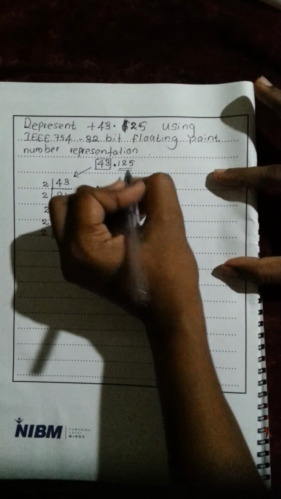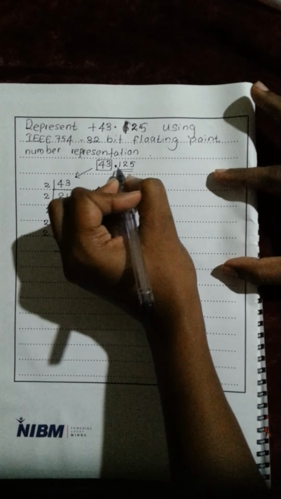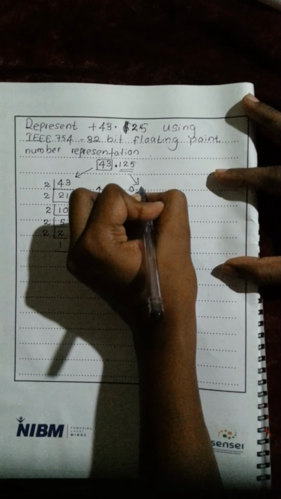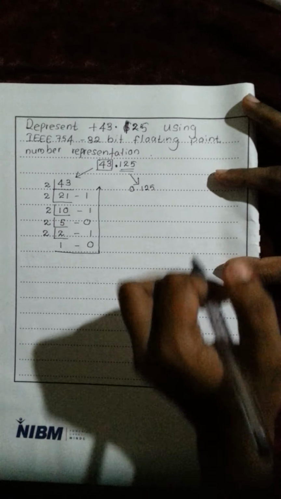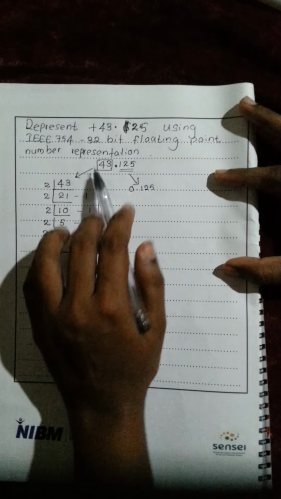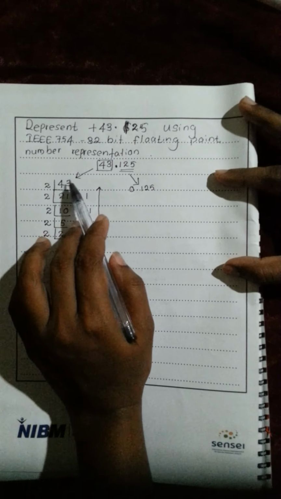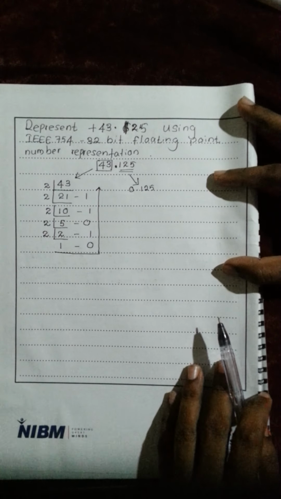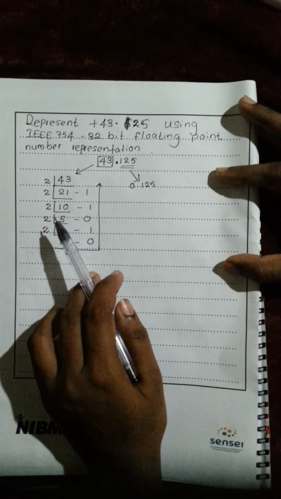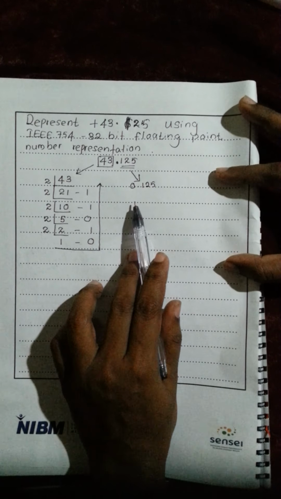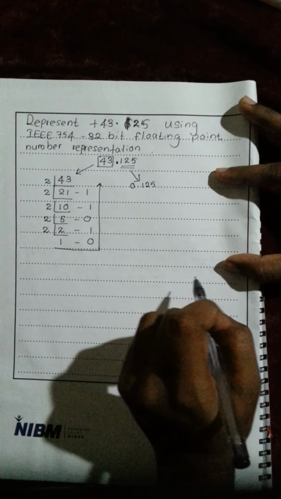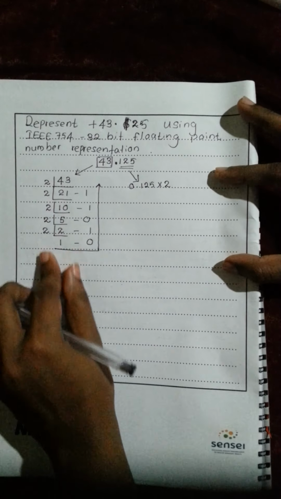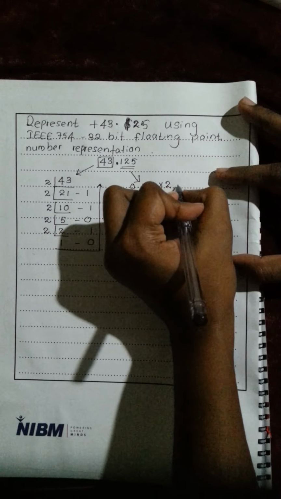So now let's convert the fractional part, 0.125, into binary. In order to convert the integer part into binary, what we did was we just divided it by 2 until we met 1. And in order to convert this fractional part into binary, what do I have to do? I just have to multiply this by 2. Here we divide by 2, here we multiply by 2.